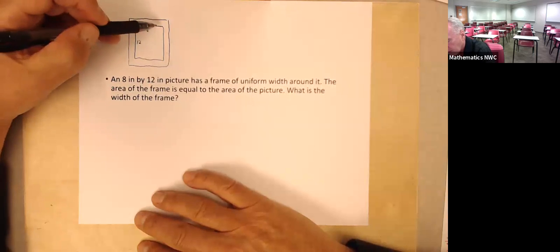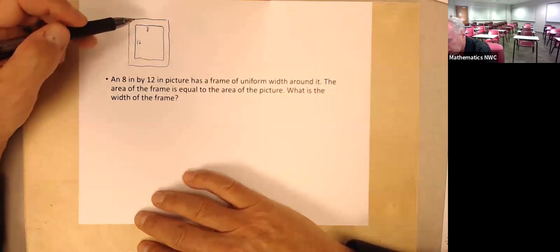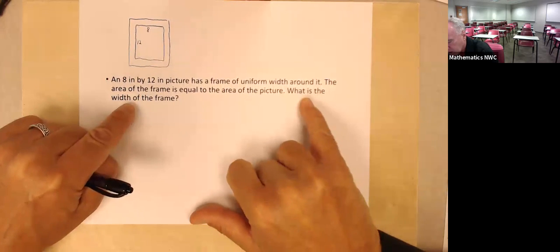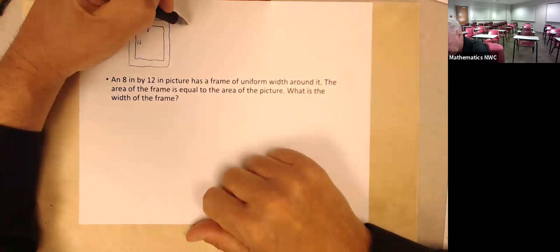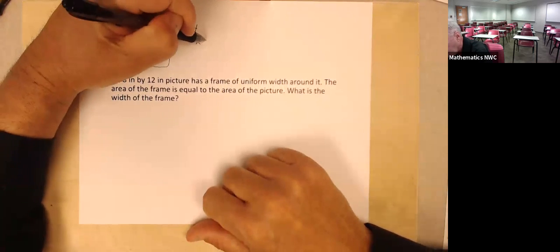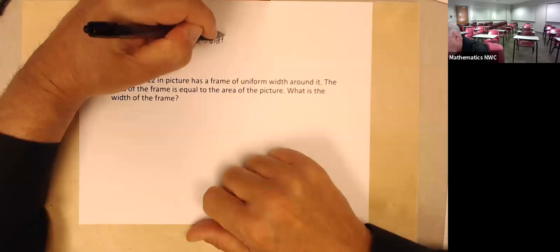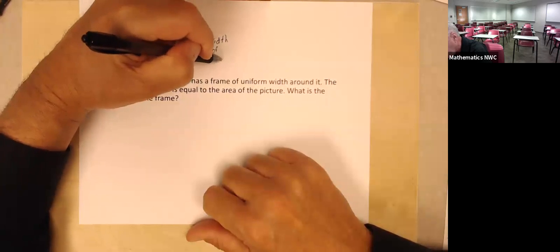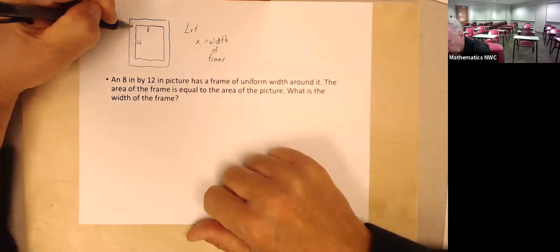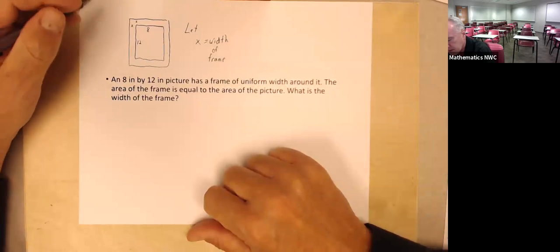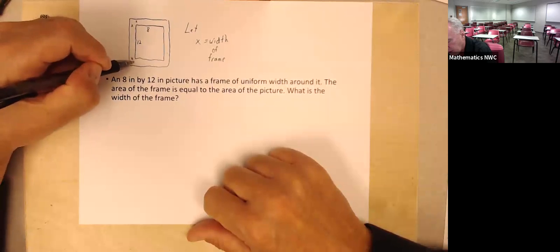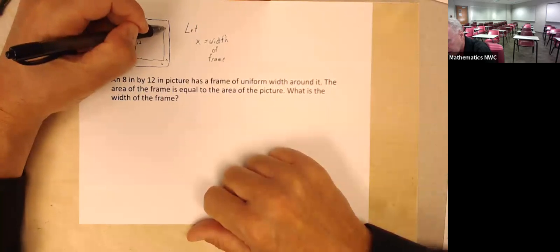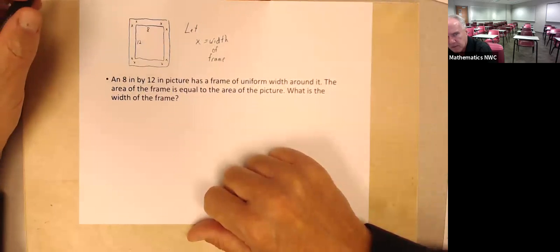We don't know what that width is. That's what we're asked to find. What is the width of the frame? Let's call it X. So we're going to say let X equal the width of the frame. That means that there's an X distance here and an X distance there. I could go X right here and X right there. The distance down is X, the distance across is X, distance across is X, distance down is X.